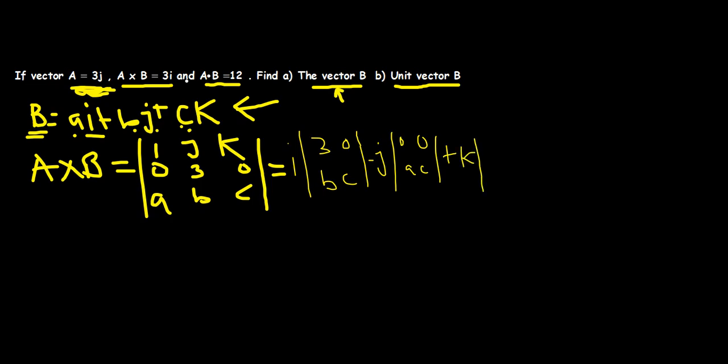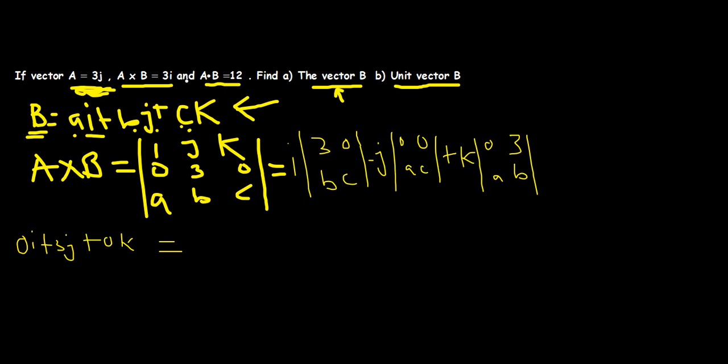Okay, so if I cancel out the kth column and the first row, I'm going to have 0, 3, a, b. So this is what I have there. Now when we expand, remember this a is 3j, so it means we have 0i plus 3j and then plus 0k. So this is now correct what you are finding.